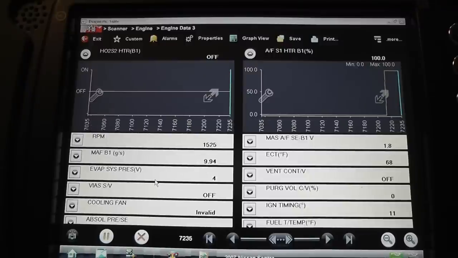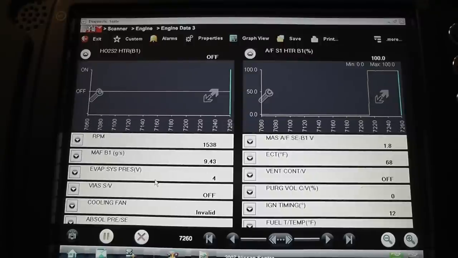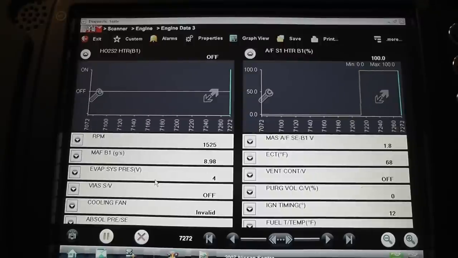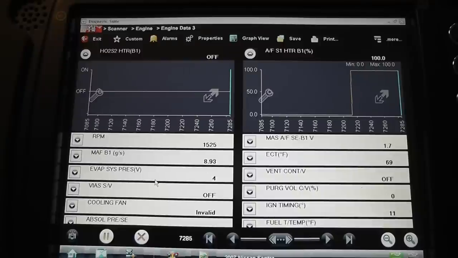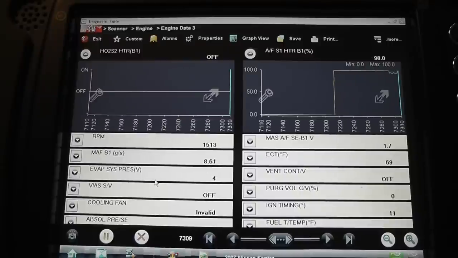100% duty cycle, that would make sense right off the bat, don't you think? Why would we want 100% duty cycle? Sensor's cold. Why would we limit the current flow through the sensor when it's cold? We shouldn't be, right? Let's watch that for a minute.